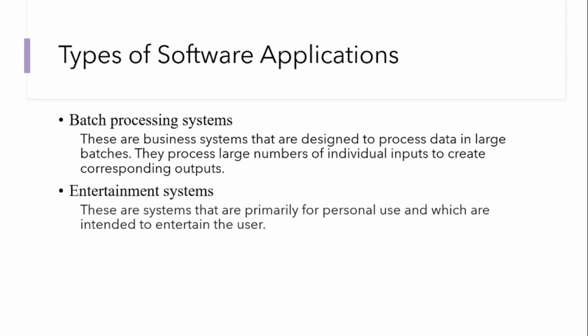The next one is entertainment systems. These are systems that are primarily for personal use, which are intended to entertain users. So we can talk of gaming systems, we can talk of media systems, we can talk of sound systems. So media players such as VLC, Windows Media Player, we can talk of Virtual DJ for the sound system, we can talk of gaming systems. So these are systems that are basically designed to entertain the user.